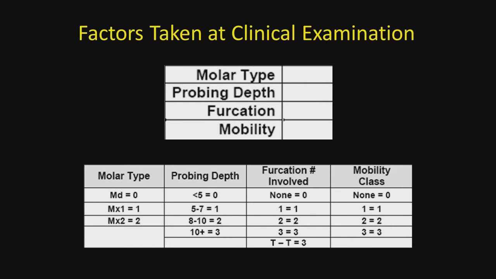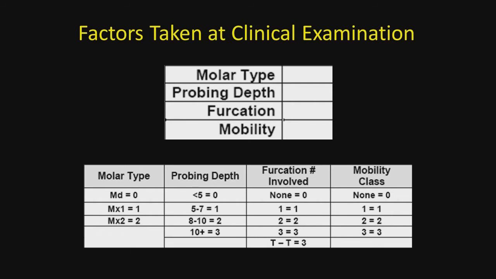Initially, we did not plan to score molar type, but when the statistician evaluated this, she found such a discrepancy between maxillary second molars and mandibular molars that she indicated we needed a scoring system. For those of us that have been treating cases for many, many years, we all know that the maxillary second molar has the poorest prognosis of any molar in the mouth. The maxillary first molar has a better prognosis than the second molar, and the mandibular molars have a better prognosis than the maxillary molars. Hence we score them: mandibular 0, maxillary first 1, maxillary second 2.